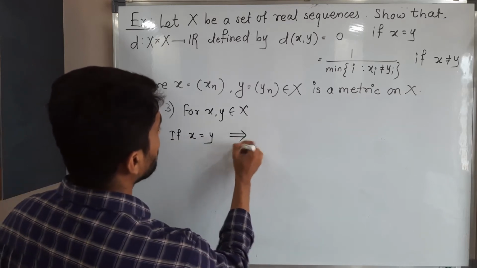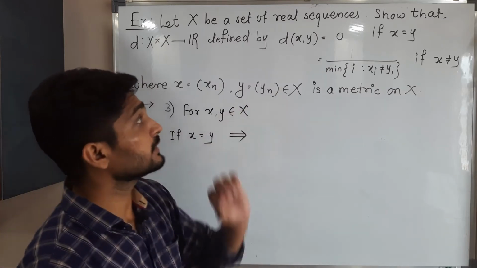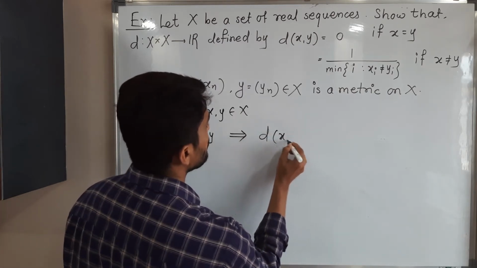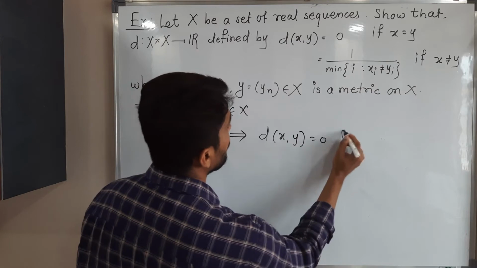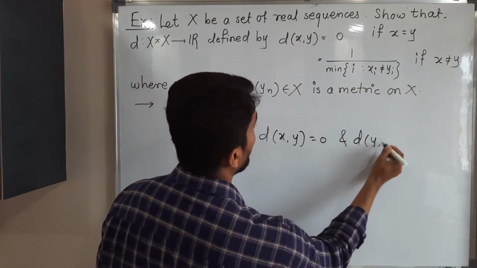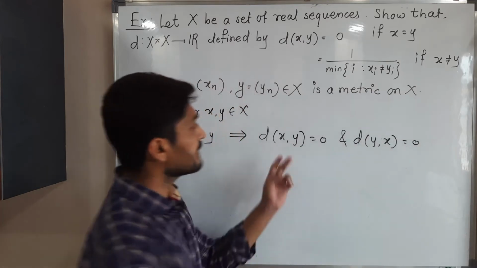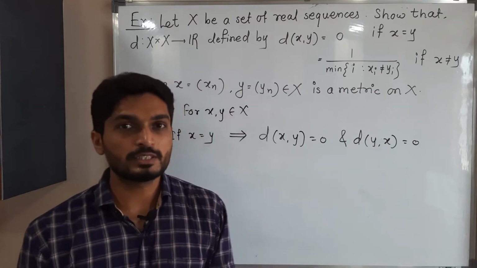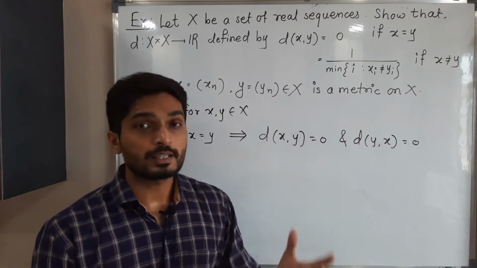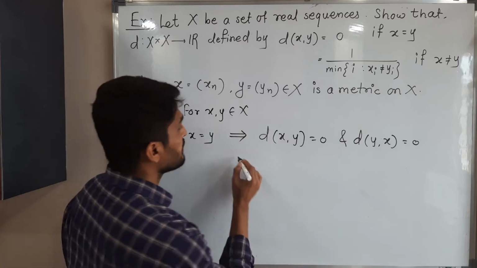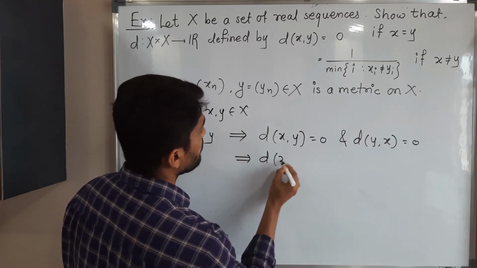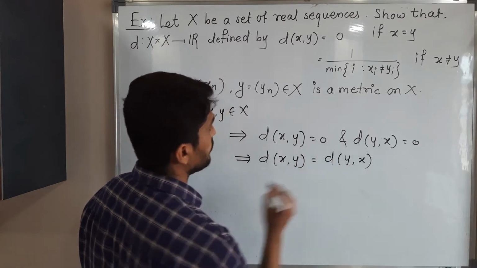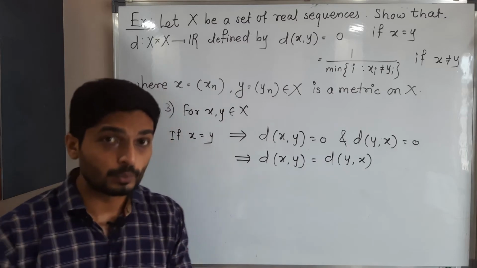See what will happen if x is equal to y. The definition says d(x,y) is equal to 0. So by definition d(x,y) is equal to 0, and obviously d(y,x) is also equal to 0. Since x is equal to y, then y is also equal to x, both of them are the same, so obviously the value is 0. So d(x,y) is 0, d(y,x) is 0, so that means both of them are the same. Getting my point? So d(x,y) is the same as d(y,x). In this case we have proved the third property.